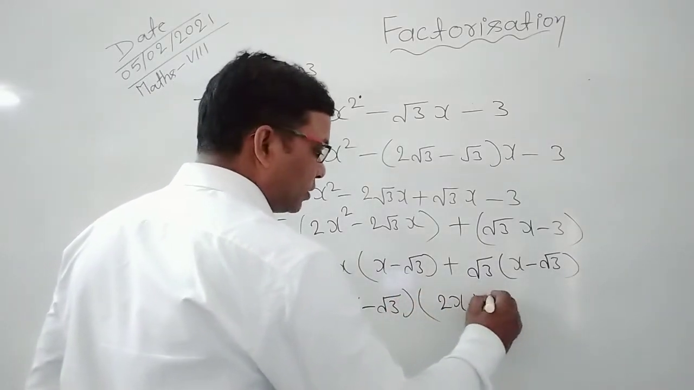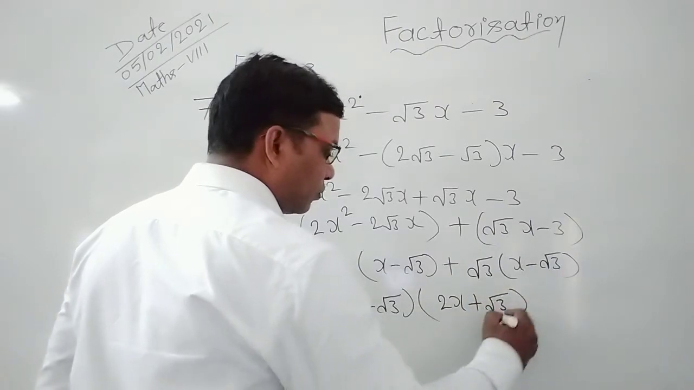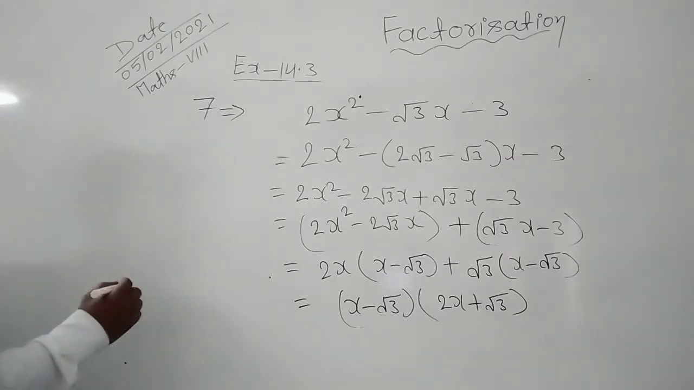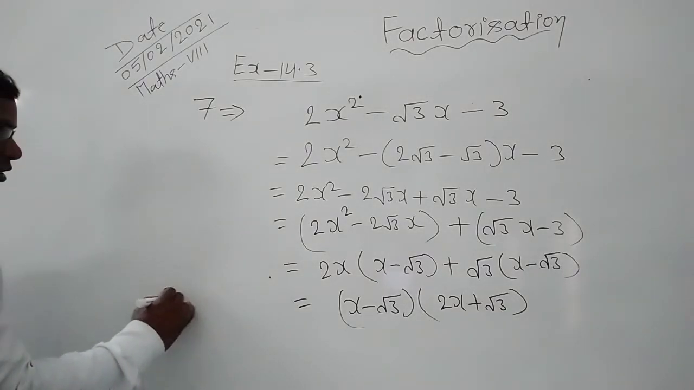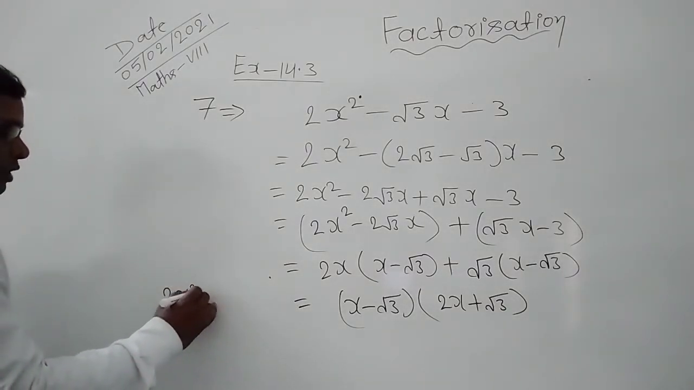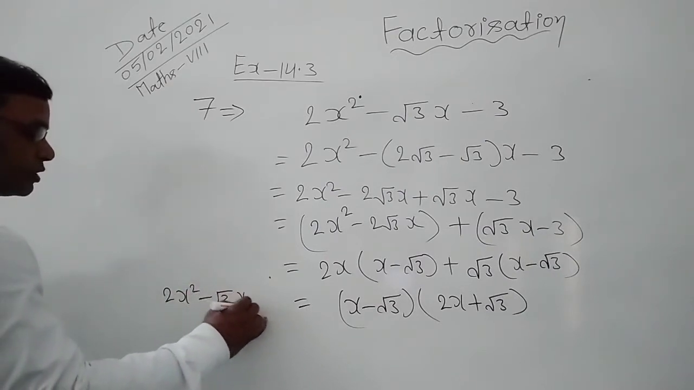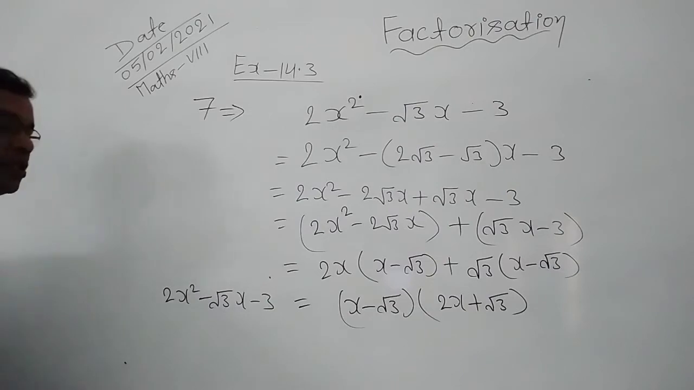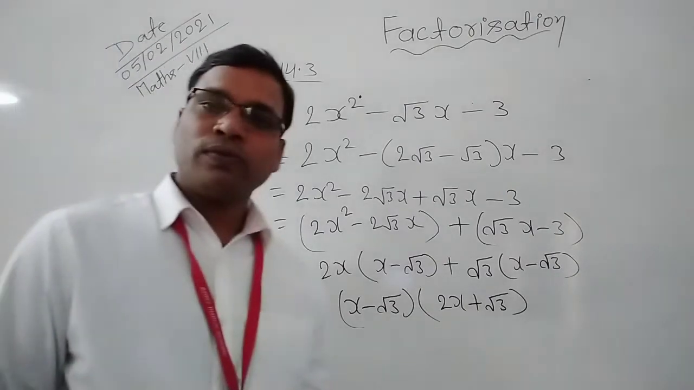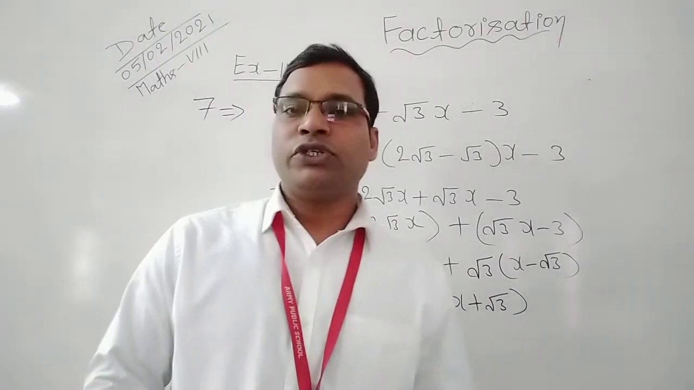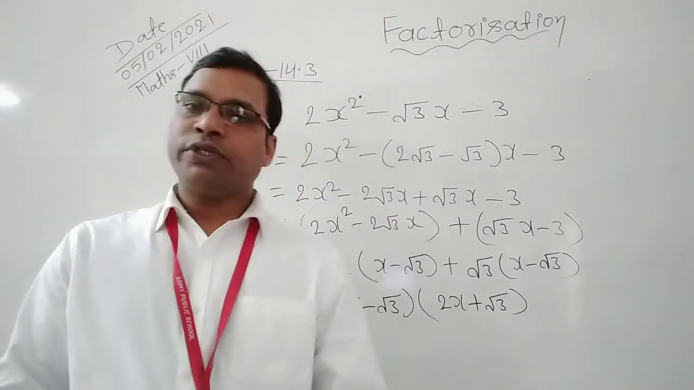2x plus root 3. This is clear? So students, you can see, in this way you find the factors of 2x square minus root 3x minus 3. This is equal to x minus root 3 into 2x plus root 3. This is clear. So students, I hope all of you understood these questions.